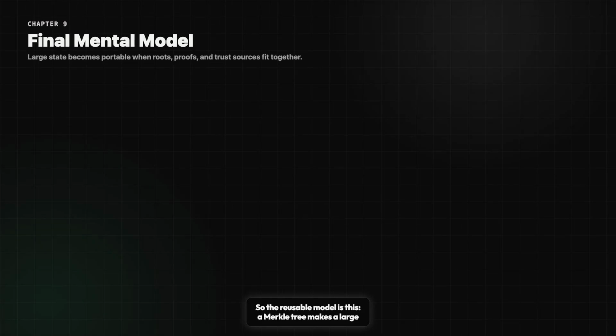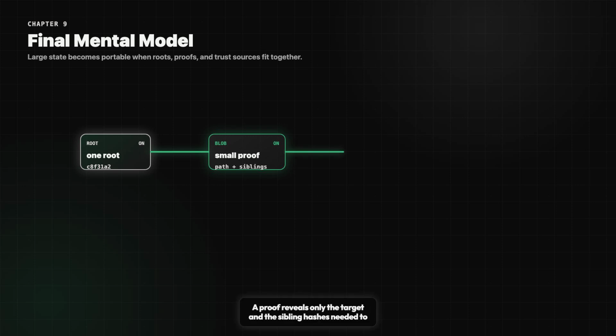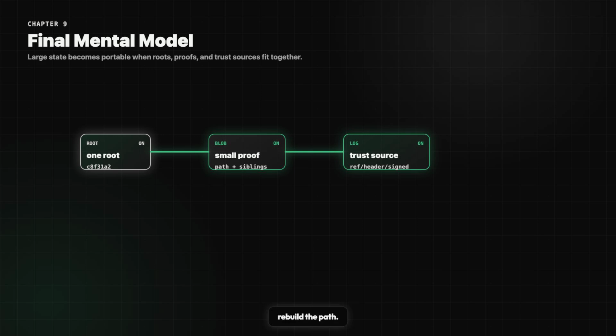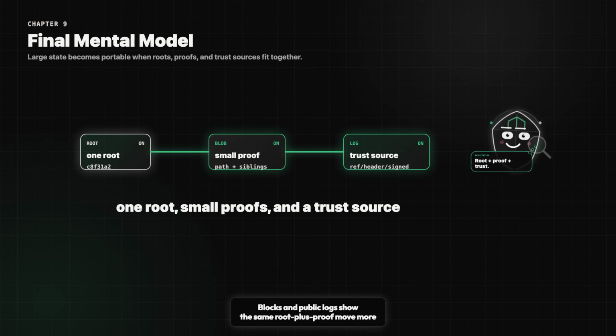So the reusable model is this. A Merkle tree makes a large collection of data behave like one compact commitment. Leaves represent the data, parent hashes summarize children, the root summarizes the whole structure. A proof reveals only the target and the sibling hashes needed to rebuild the path. Then comes the separate trust question. Who says this route is the right one? Git gives you the intuition through blobs, trees, and commits. Blocks and public logs show the same route plus proof move more explicitly. That is why the idea keeps showing up. It makes large state portable.